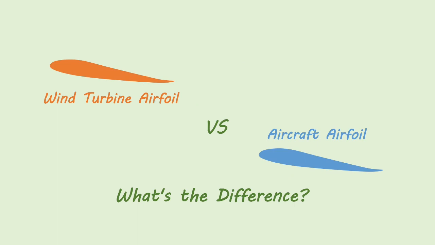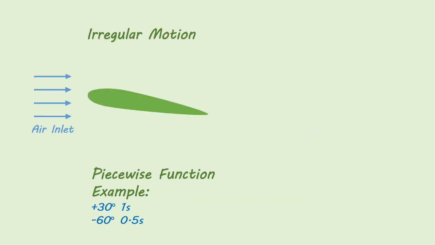Let's move on to the airfoil of the vertical axis wind turbine. Although the airfoil is also taken from the horizontal cross-section, the situation becomes completely different. Firstly, the motion process of the airfoil is not a uniform oscillation, but an irregular pitching or rotation.